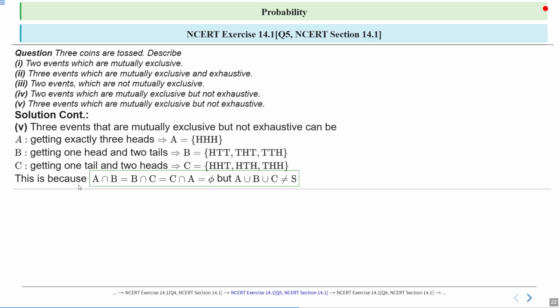And why have we taken A, B, C like this? This is because A intersection B, B intersection C, and C intersection A are all equal to the empty set, but A union B union C does not equal S. You can check it. So three events that are mutually exclusive but not exhaustive can be like this. I hope it is clear to all of you. So now let us move to the next question.